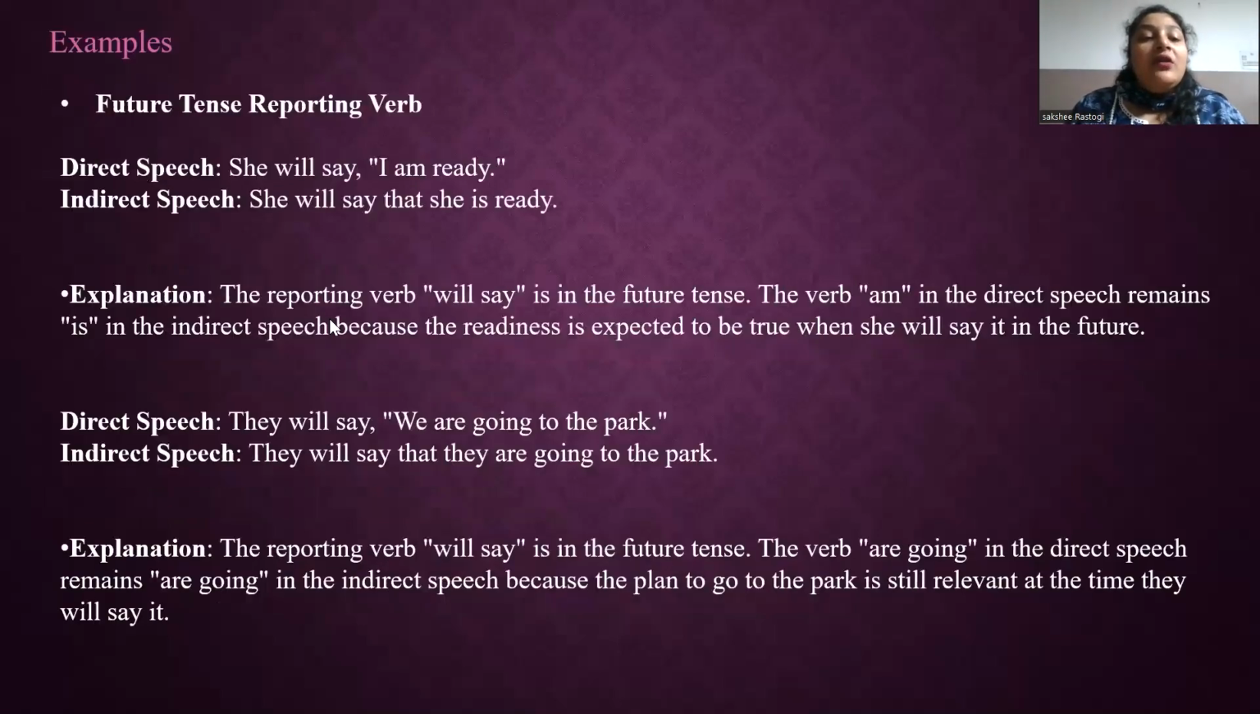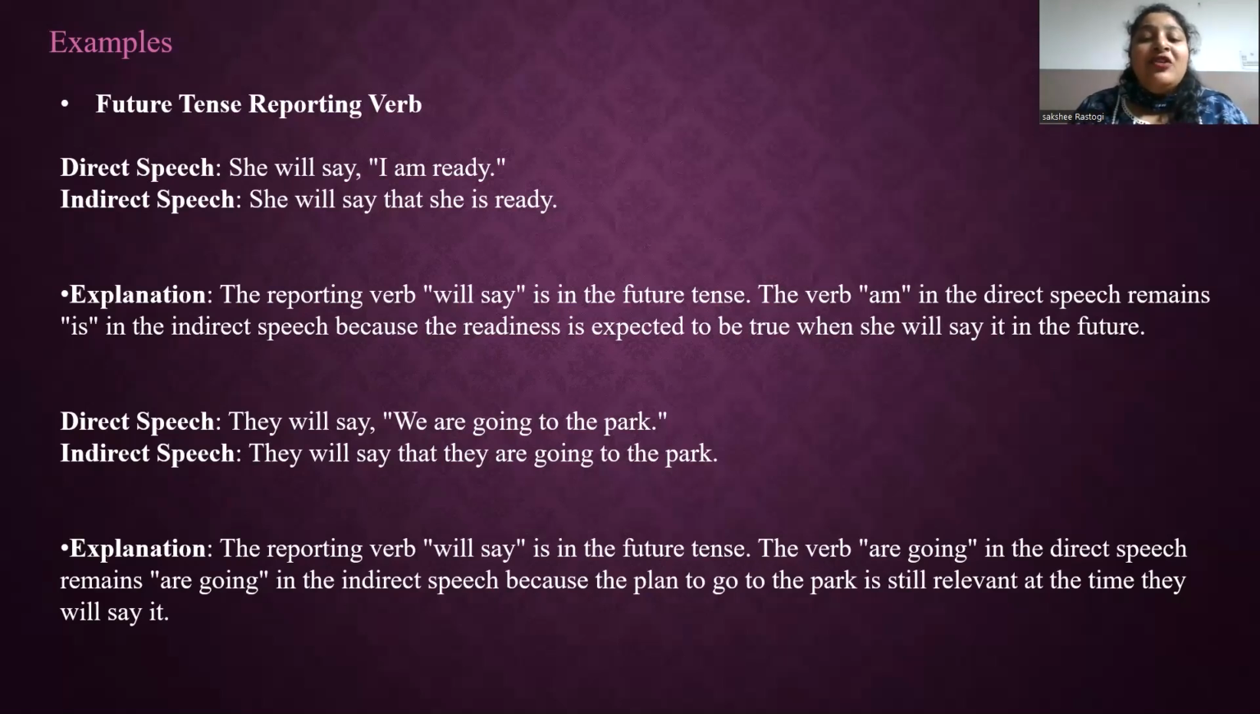Now I'm just talking about the future tense reporting verbs. Future tense reporting verbs are a grammatical construction used to report a statement, question, or exclamation that will occur in the future. It is used to express future actions, predictions, plans, and many more things. So, just talking about future actions, it means to report something that will happen in the future.